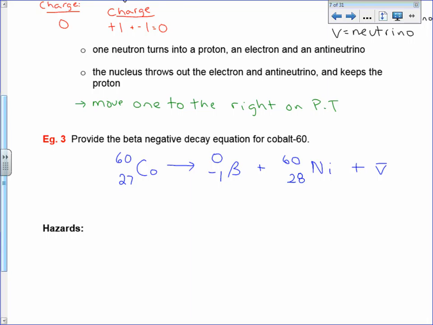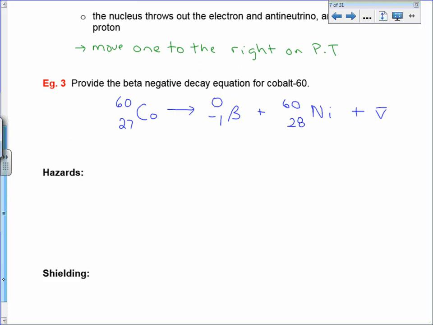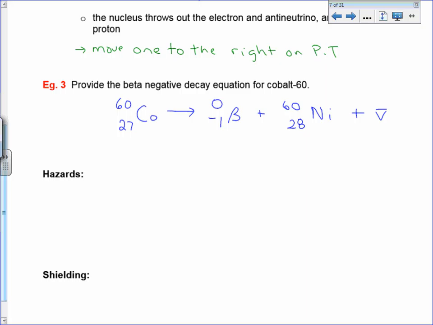Okay, the hazards of beta positive and beta negative are the same. So I'm just going to put it on the one page and we won't put it on the other page. Beta particles are fairly high energy. They travel at high speeds. So they can travel fairly decently, okay? Because they're traveling close to the speed of light, they can travel further than alpha particles.